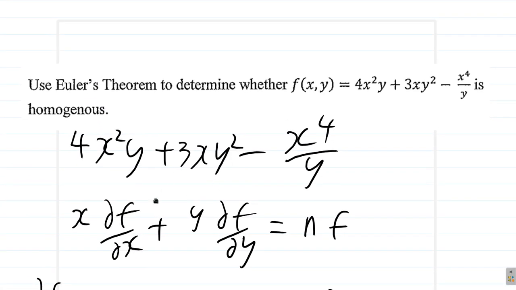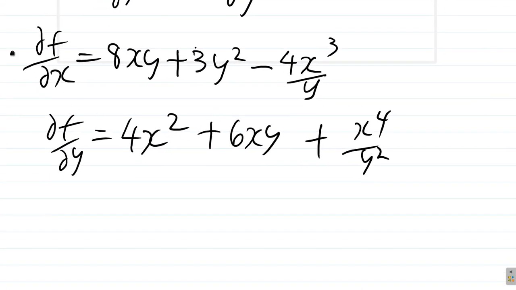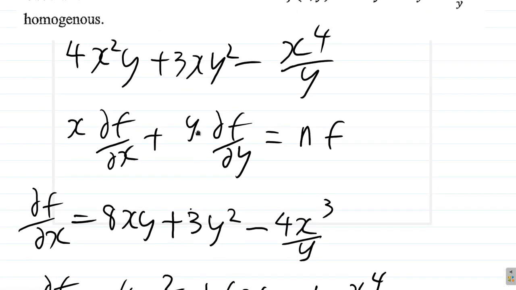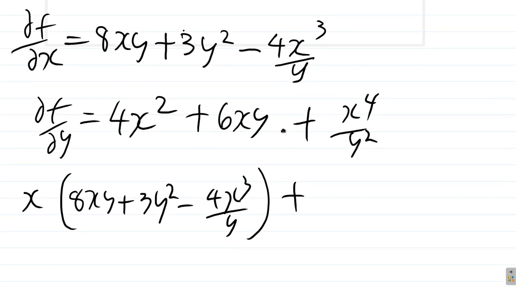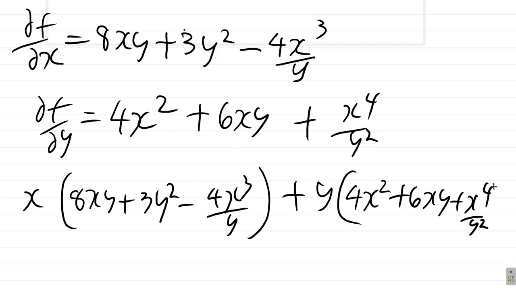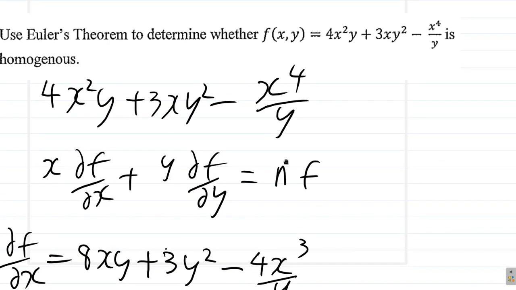Now you must multiply the partial f by partial x by x. So you're going to have x times all of this, 8xy plus 3y squared minus 4x cubed over y, plus y times partial f by partial y. So you're going to have y times all of this, 4x squared plus 6xy plus x to the 4th over y squared. Alright, and see what it is.